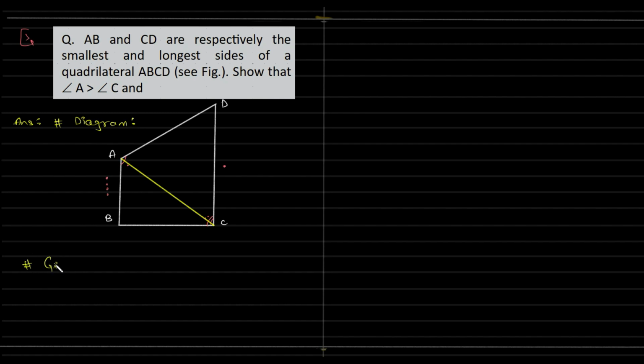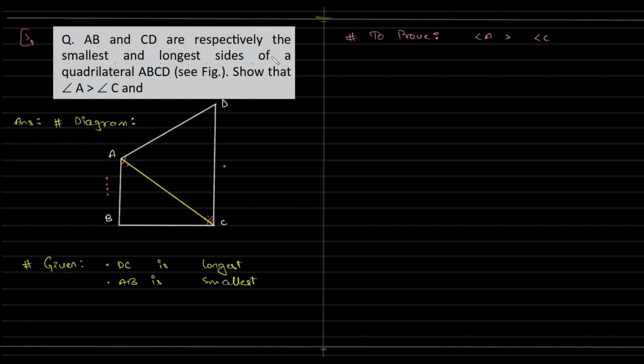So what is given? DC is longest, then AB is smallest. So what is it that we need to prove? We're looking at angle A is greater than angle C.